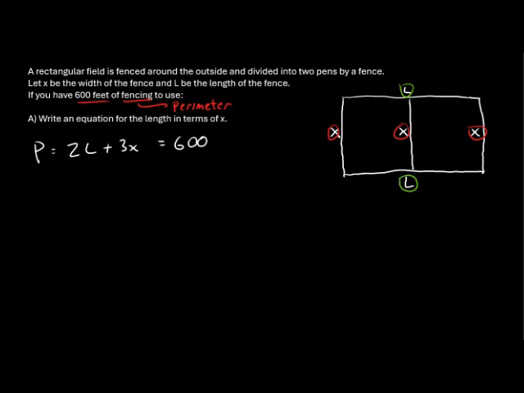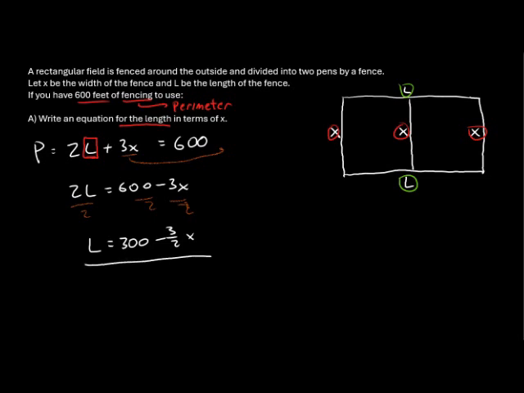Then we are asked to write an equation for the length, so we must solve for L. To solve for L, we're going to take the 3x and move it to the right side. If we do so, we'll now have 2L equals 600 minus 3x. Then to get L by itself, we can divide all terms by 2. Therefore, we'll say L is equal to 600 over 2, which is 300, minus 3 halves x. This will be our equation for L. This also means anywhere L appears elsewhere in the problem, we can replace it with 300 minus 3 halves x.